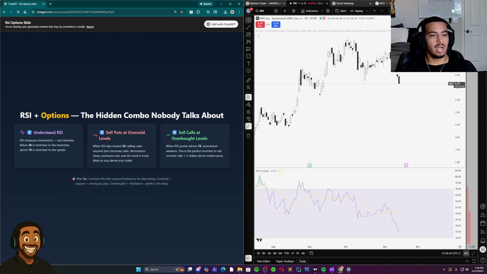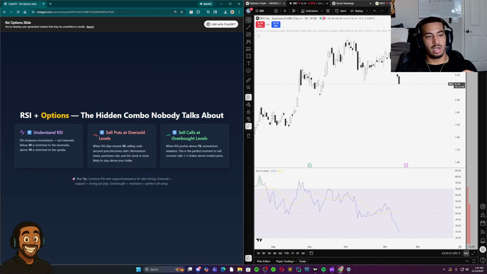Using RSI for cash secured puts: when RSI hits oversold levels like 30 and below, I look for cash secured puts. Why? Because you're entering at the bottom of the momentum, when the stock is more likely to slow down and bounce, or at least stay above your strike price. And the premium is higher too, since IV usually pops during sell-offs.